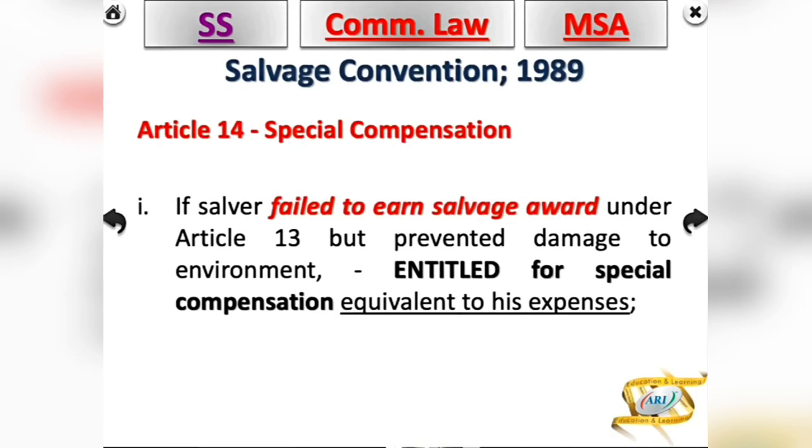This is Article 14 of the Salvage Convention, titled Special Compensation. This applies if the salver has been able to prevent damage to the marine environment, like a product or chemical coming into the water, crude oil, LNG, LPG escaping. If the salver has proved that there was a possibility of damage to the environment, they made that additional effort and spent so many lakhs of dollars, and they prevented the damage, the additional money is only and only the equivalent of the expense.